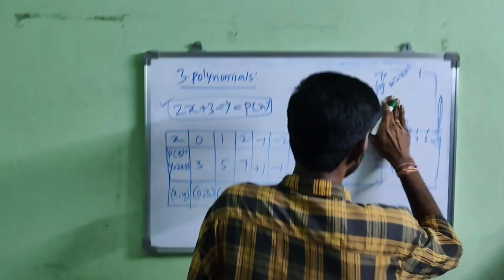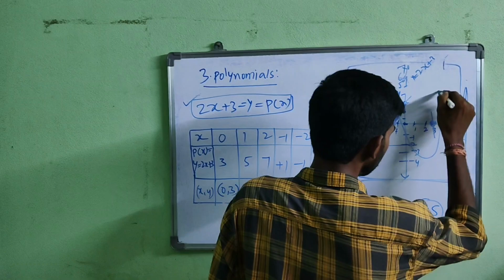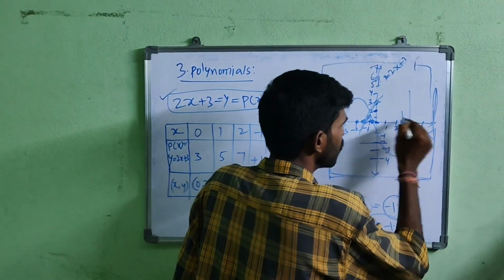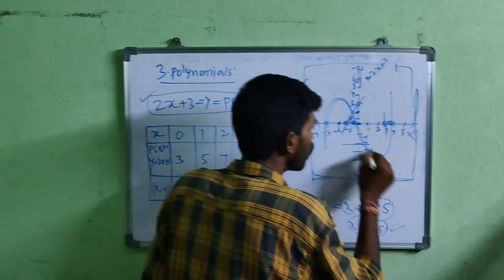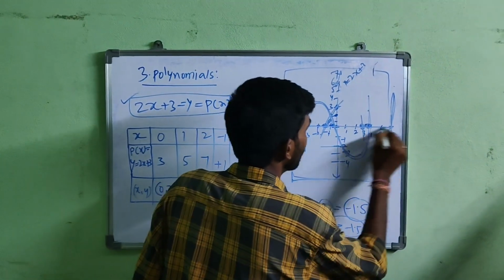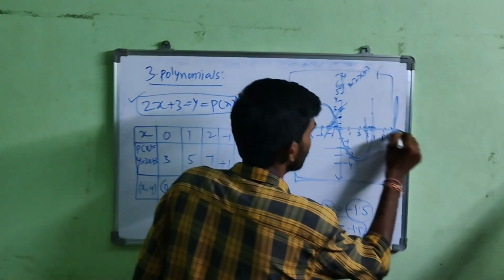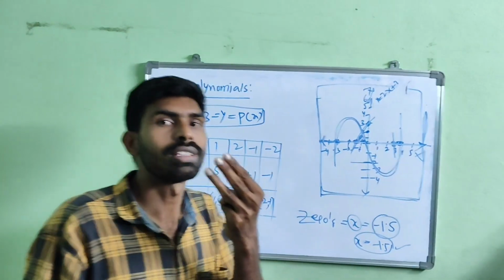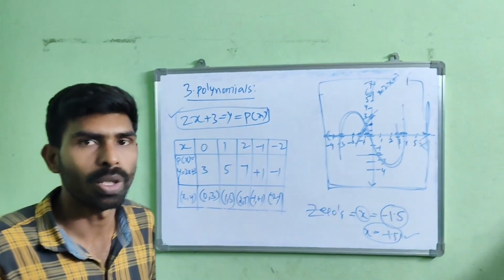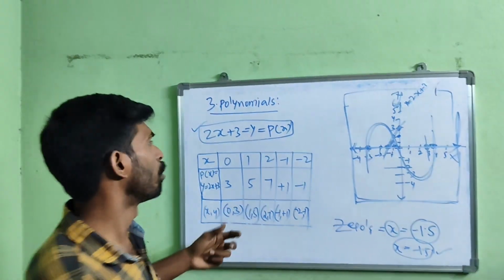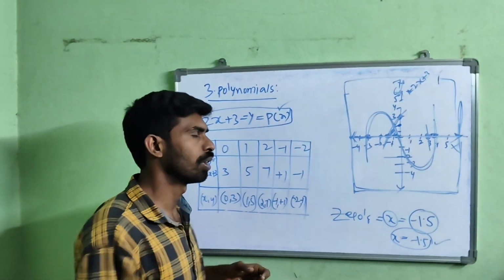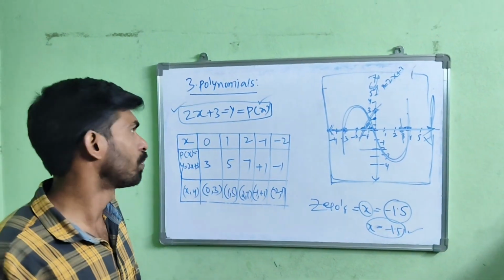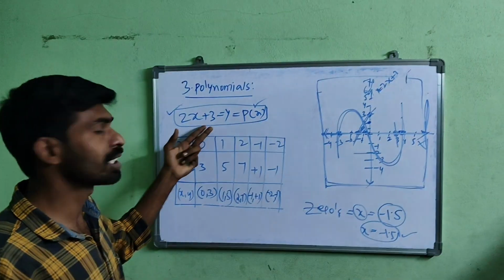For example, if the graph is like this, 1 2 3, if the line of the polynomial touches the x-axis 3 times, then it has 3 zeros or 3 solutions of the polynomial. Okay, this is the method to find out the zeros by the graphical method. What is the zero or the solution for that? This is linear.